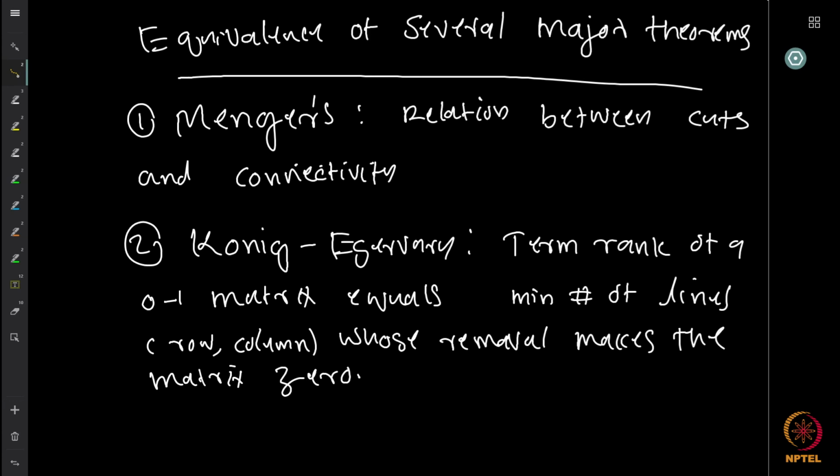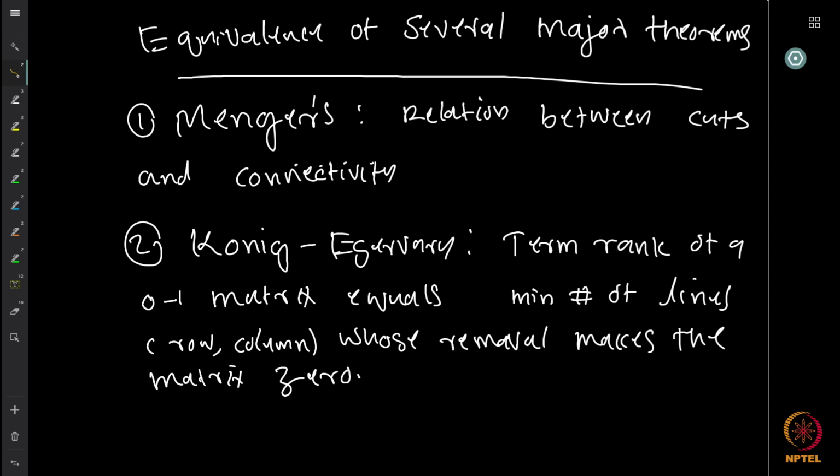So what is the term rank? Term rank is the number of non-zero entries that you need to pick up, right? In the 0-1 matrix, the number of ones that you need to pick up, such that no two of them are in the same row or column, right? So of such ones, the maximum number that you can pick up, that is the term rank, right? Now the minimum number of lines, right? So a line is basically a row or column, right? So in a matrix, any row or a column is called a line, right? Now the minimum number of lines that you need to remove, so that the remaining matrix is just a zero matrix.